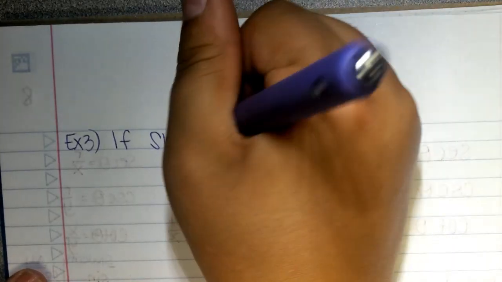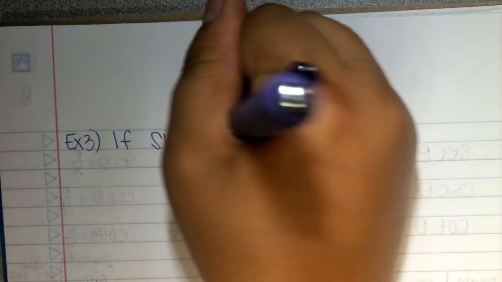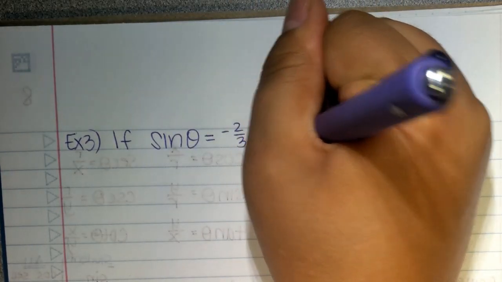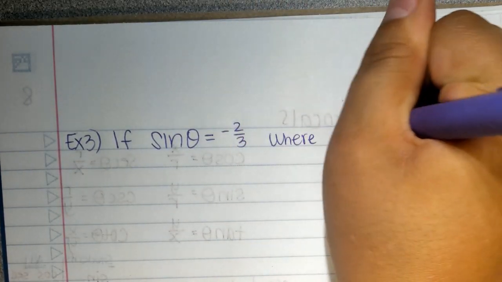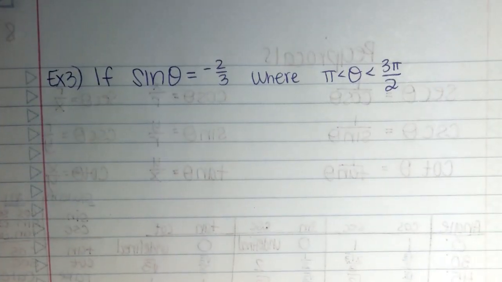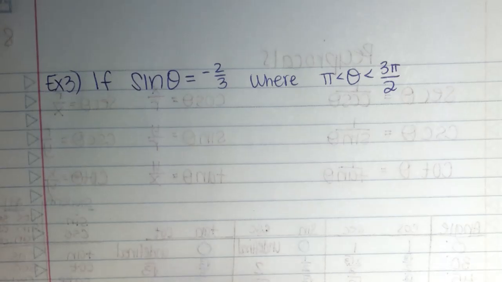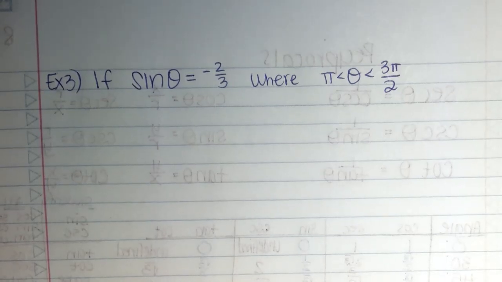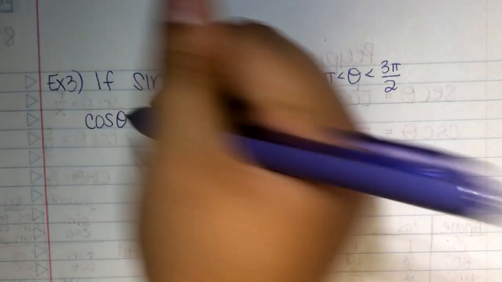Example 3. What if I have sine of theta this time, and I tell you sine of theta equals negative 2/3, where pi is less than theta is less than 3 pi over 2. Kylie, you with me over there? Okay. And I want you to find the other 5 trig functions.